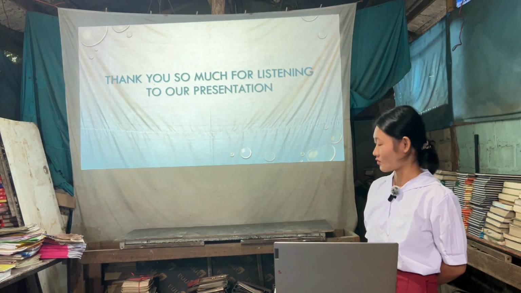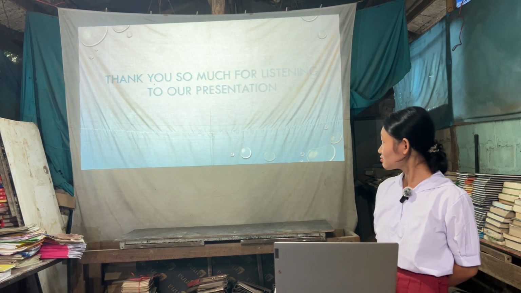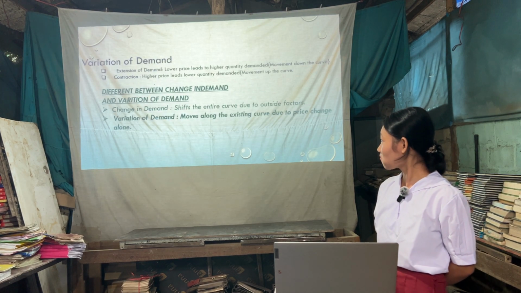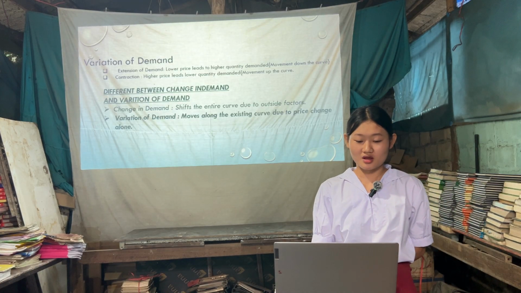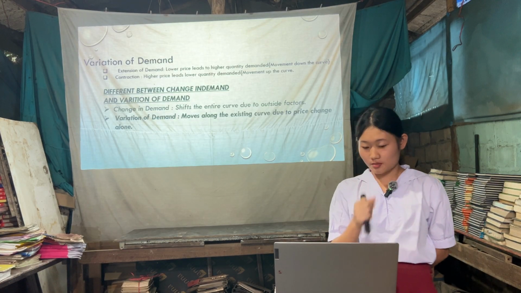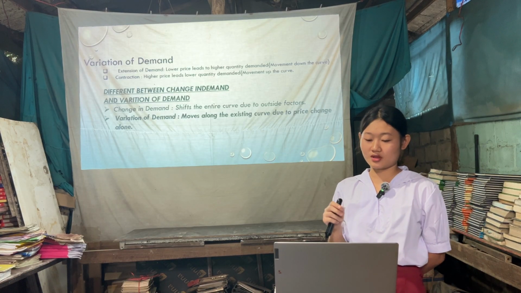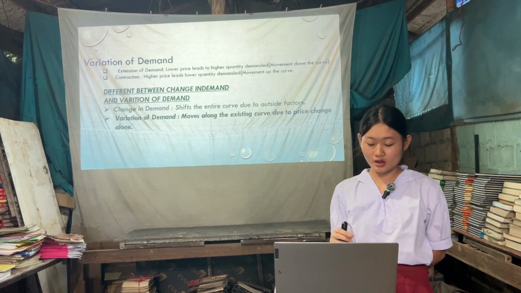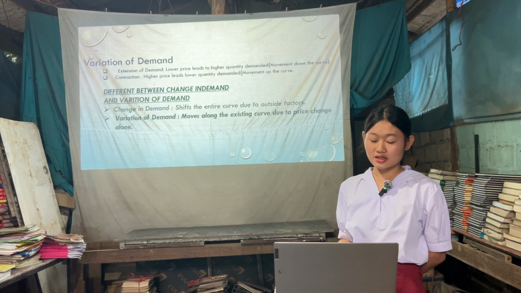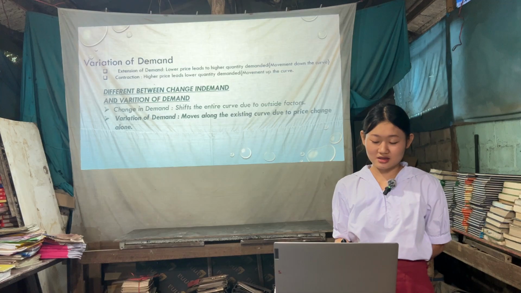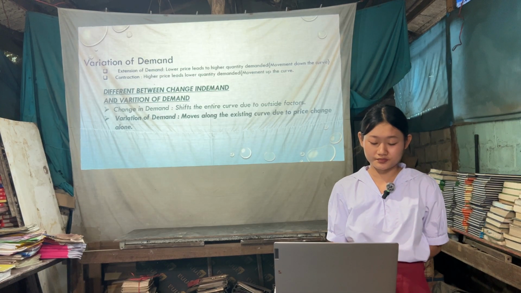Contraction: the movement goes upward along the exact same curve. For example, the store jacks up the price because the price is too high, so people buy less because it's too expensive.